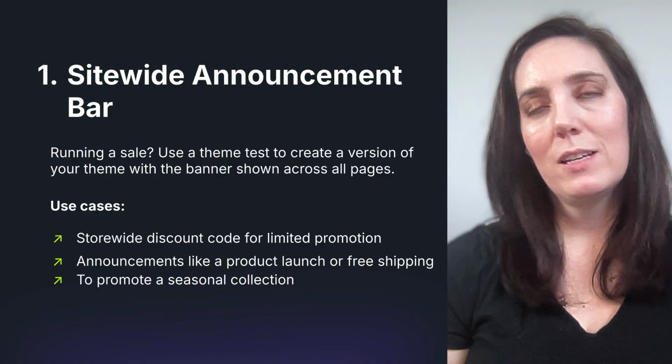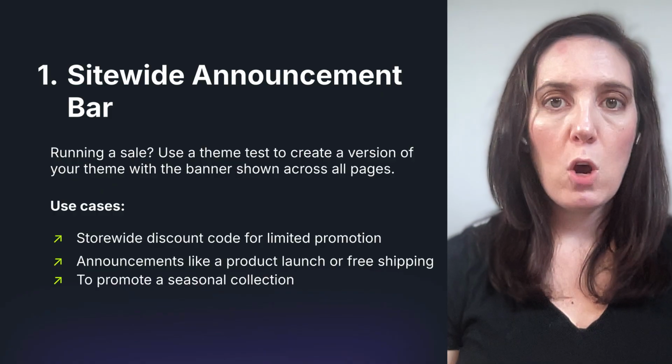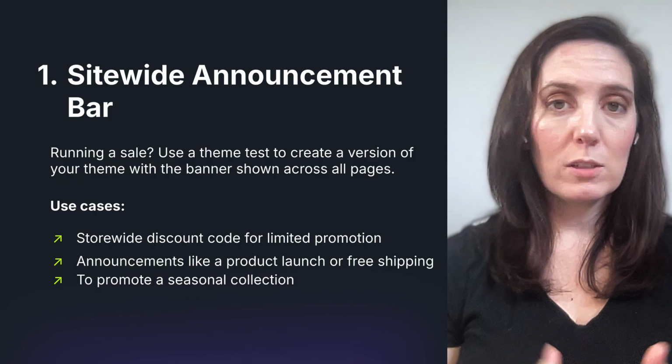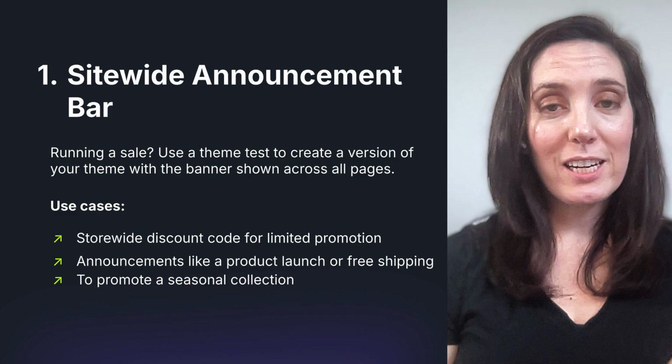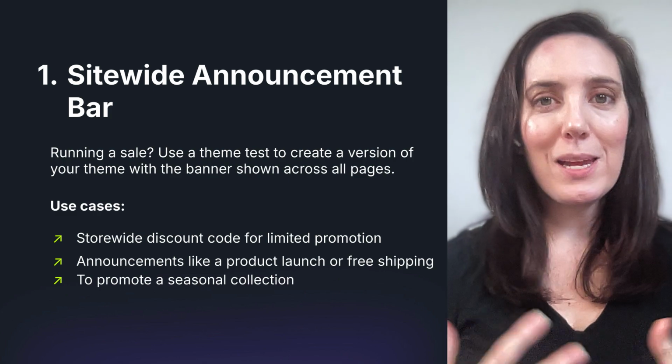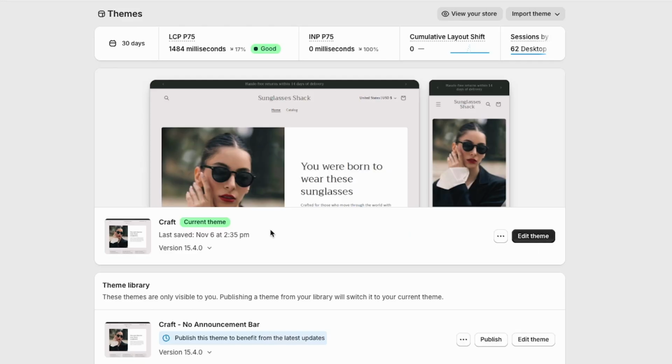This is really helpful for things like site-wide discount codes or launching a new product or seasonal collections. You can validate whether that banner actually helps people take action without making permanent changes to your site. Under the theme section of your online store, you can simply duplicate your existing theme and then make the edits that you want to test. So in this example, the existing theme already has the announcement bar, and in the duplicated version, we'll just remove it for our test. In the next step, we'll head over to the A/B testing app to set it all up.